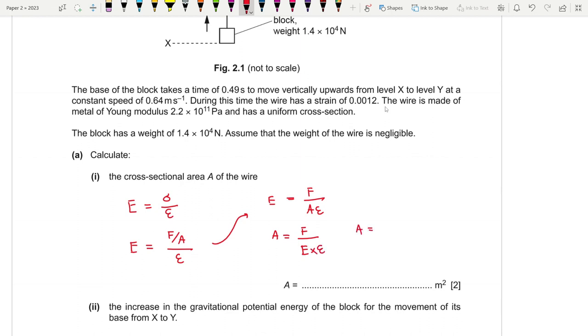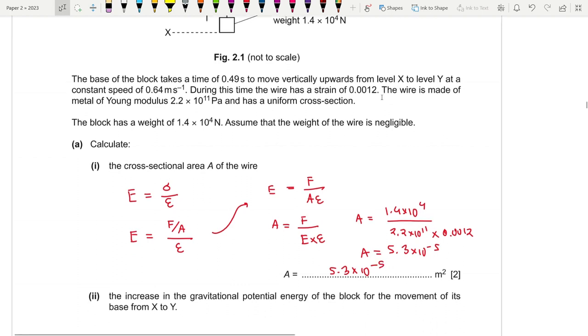So what do we end up with? What is the force? It's weight 1.4 into 10 to the power 4. What is the Young modulus? It's 2.2 into 10 to the power 11 times epsilon, which is 0.0012. Fine, let's do this. 1.4 times 10 to the power 4 divided by 2.2 into 10 to the power 11 times 0.0012. That gives us a value of 2SF. A is equal to 5.3 into 10 to the power minus 5 meters square. Okay, that's the answer.